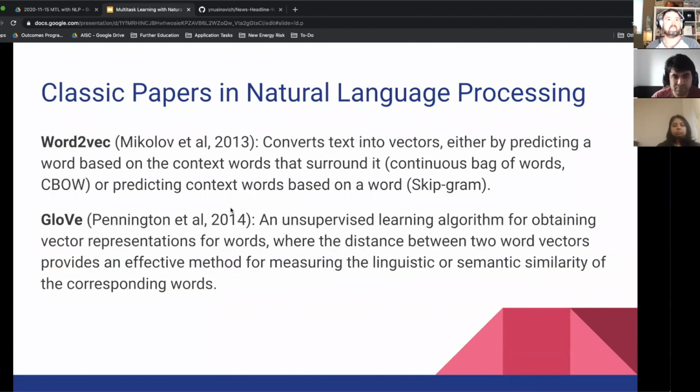Let's see. Word2Vec from 2013. That was converting text into vectors, either predicting a word based on the context words that surround it, or predicting context words based on a word. There was the GloVe paper from 2014. It's an unsupervised learning algorithm for obtaining vector representations for words, where the distance between two word vectors provides a method for measuring the linguistic or semantic similarity of the corresponding words. Keep in mind they're individual words. It doesn't look at the words around them, just word vectors for single words. These papers are both still relevant. ACE already has a presentation on Word2Vec. I use the GloVe word embedding in my code in a few slides for how I worked out some of the tasks in this paper.